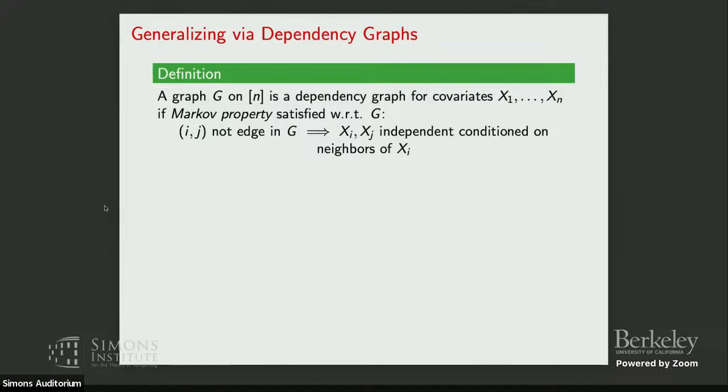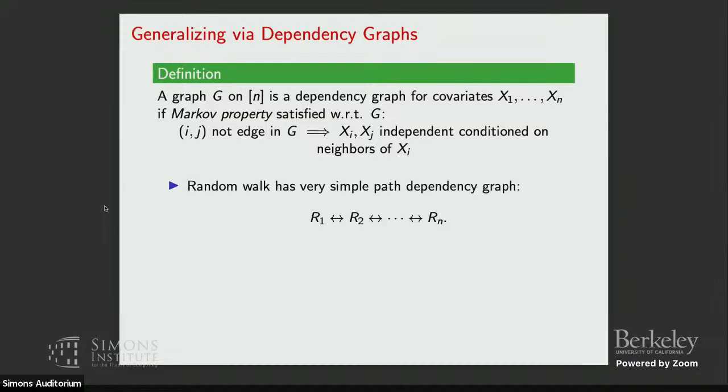So for example, for the random walk, it corresponds to the path being a dependency graph. Because if I take any two variables, then conditioning on neighbors of one vertex, meaning I'm conditioning on, say, at least one next to it, the two variables become independent. More generally, I might have an arbitrary graph, not necessarily a path. You could have a grid graph, you could have all kinds of graphs that show up.